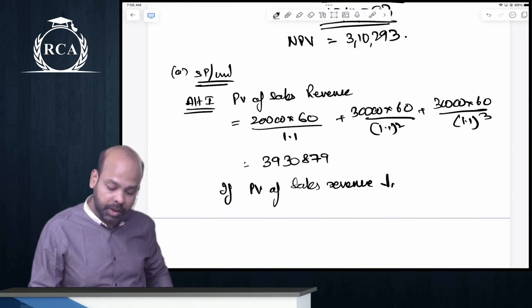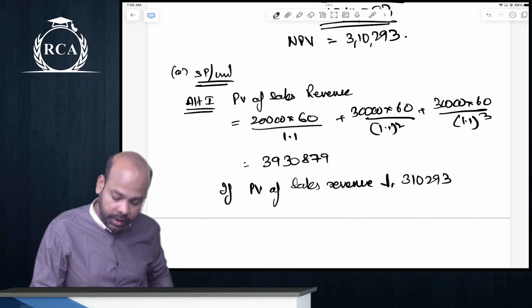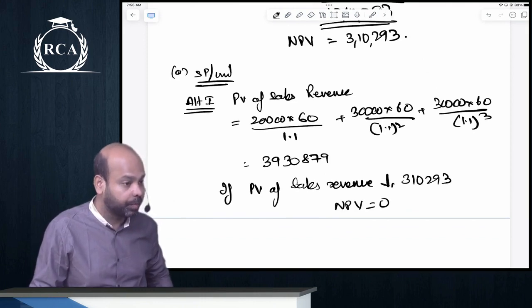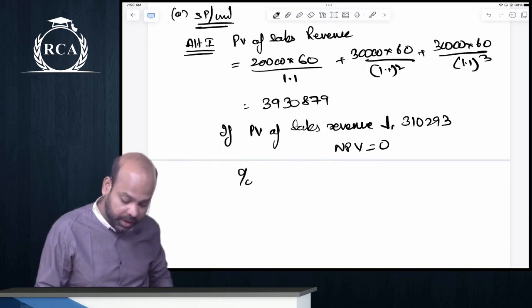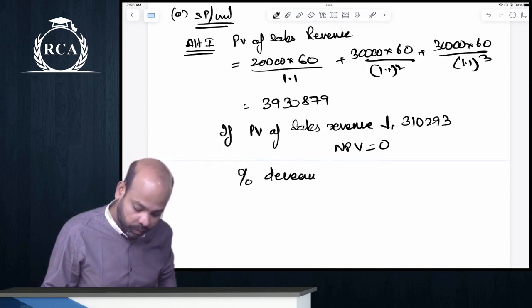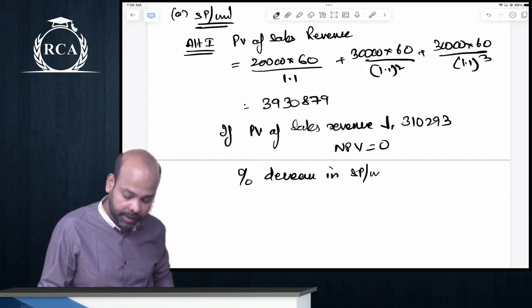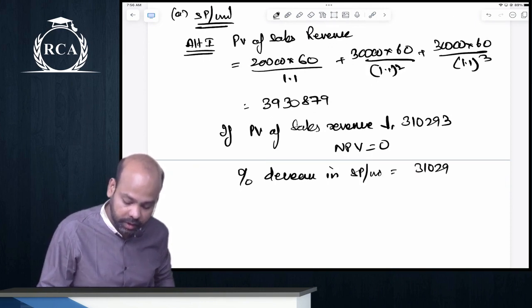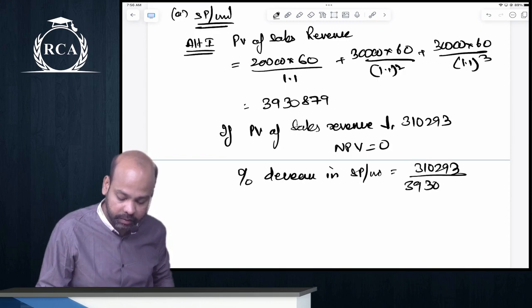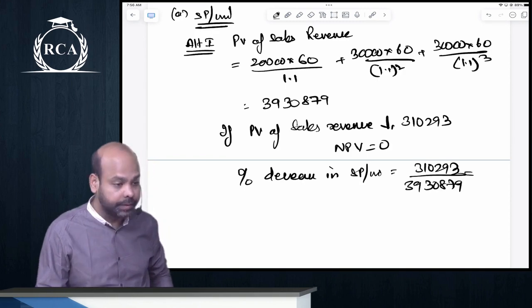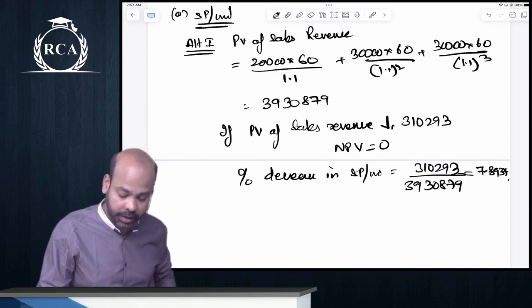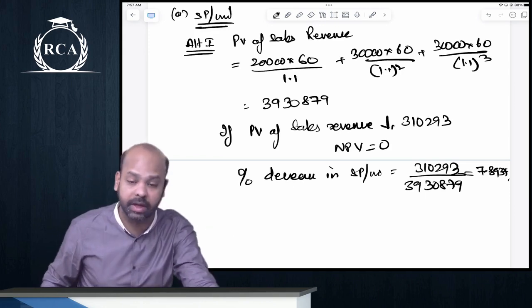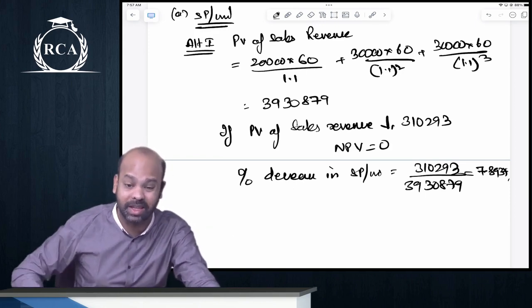Pay attention, guys. If present value of sales revenue decreases by what amount, beta? You know that your NPV, guys, is 3,10,293. Won't the NPV become 0? This is our existing present value of sales revenue. So what is the percentage decrease, beta? Percentage decrease in selling price per unit. It should be 3,10,293 divided by 39,30,879. 7.8937% or 7.894%.